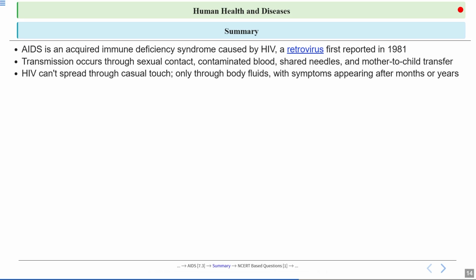Also, symptoms of HIV infection might not show up for months or even years. This is why only some people come to know that they are infected, because the symptoms appear very late. It means the infection is there, but the symptoms are not appearing. This is known as asymptomatic.